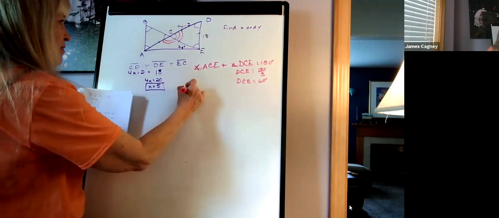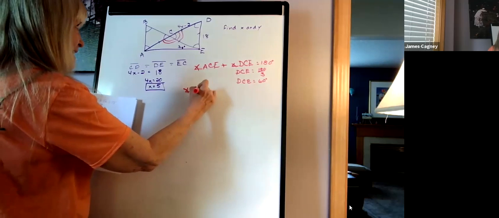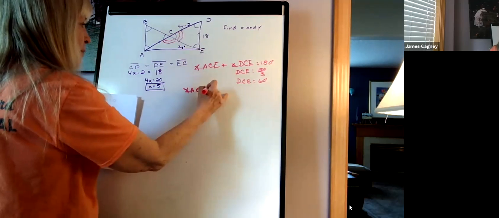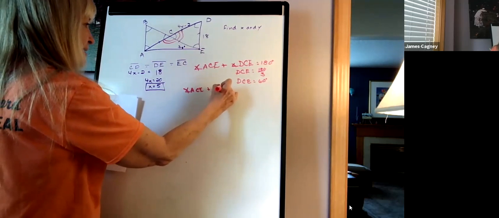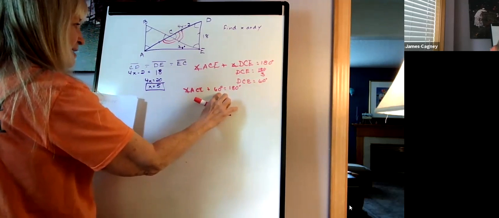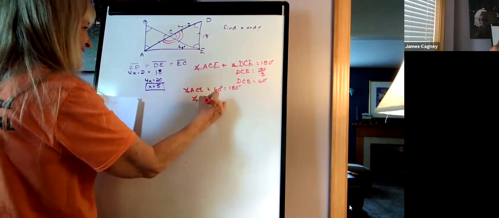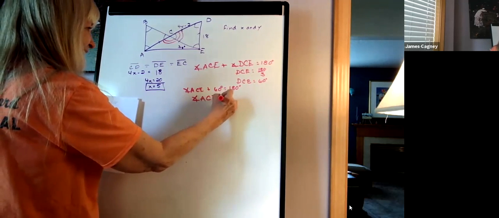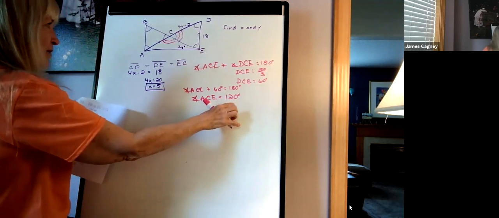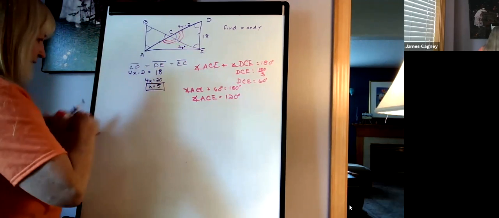So now I know that angle ACE right here plus 60 degrees is equal to 180 degrees. Subtract 60 from both sides, and I get angle ACE is equal to 120 degrees.